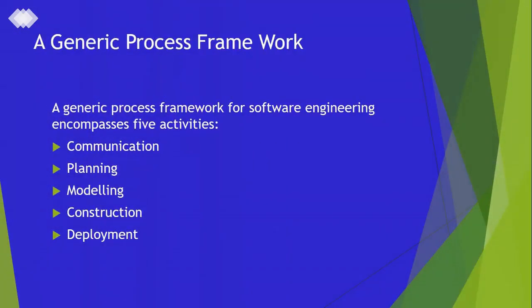Now see the generic process framework. A generic process framework for software engineering encompasses 5 activities. They are communication, planning, modeling, construction and deployment.